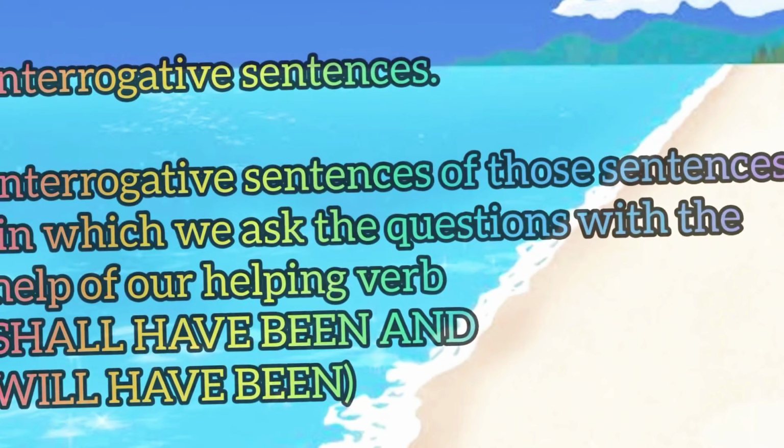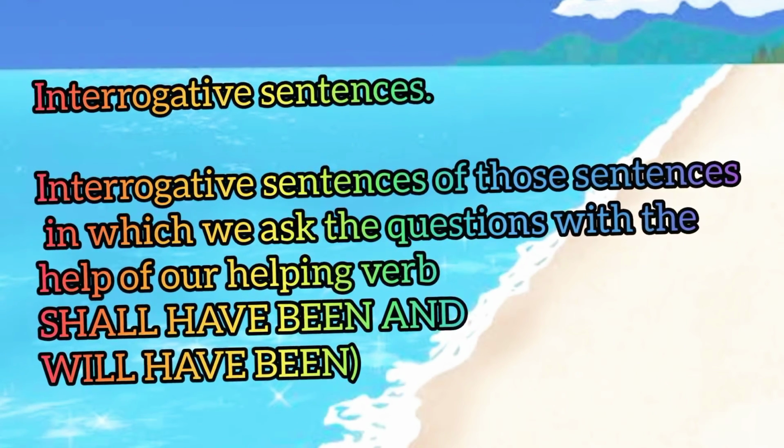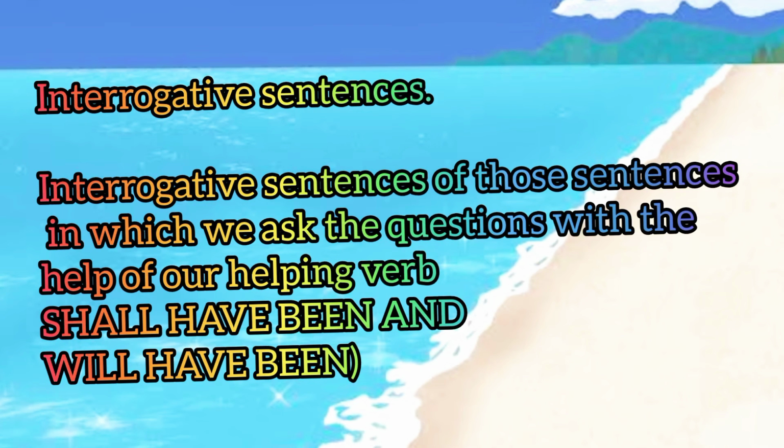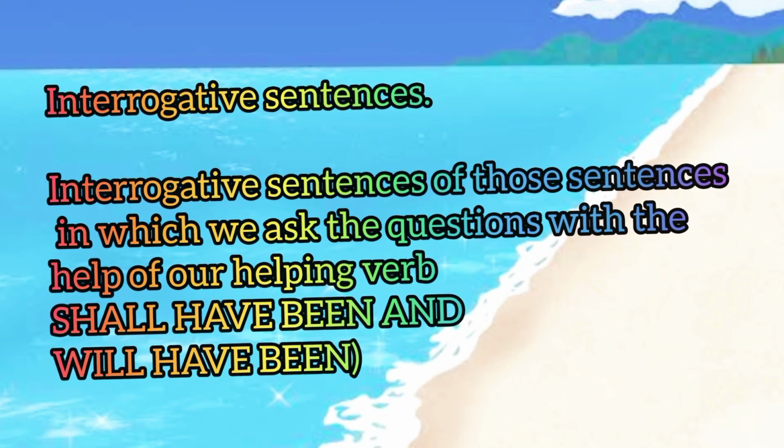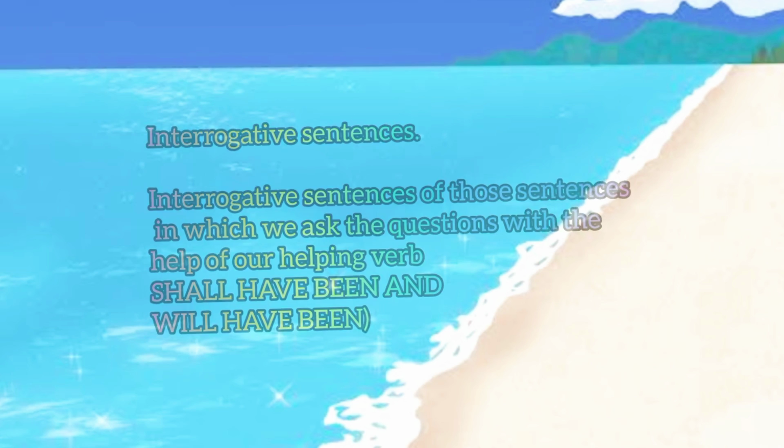Right? Now, interrogative sentences. Interrogative sentences are those sentences in which we ask a question with the help of our helping verbs shall and will. Because our helping verb in this tense is shall have been and will have been. So, with the help of this, we will ask the question.